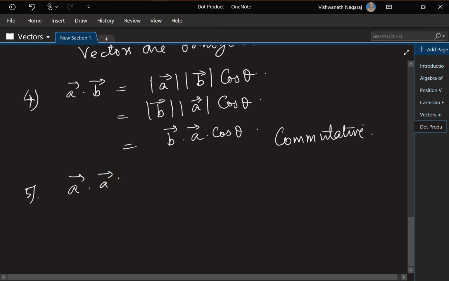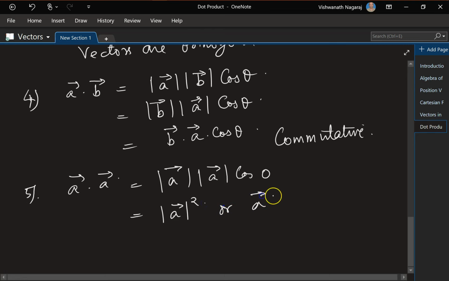Now what about vector A dot vector A? Again, magnitude of A times magnitude of A cos theta. Now here theta is 0. Cos theta is 1. So which means we can write this as magnitude of A square. Or in short we can just say A square, since cos theta equal to 1.